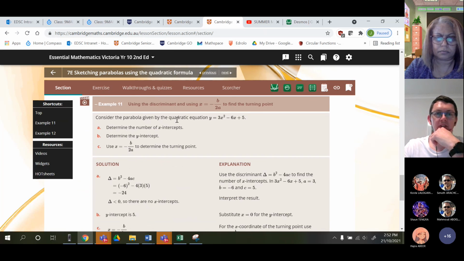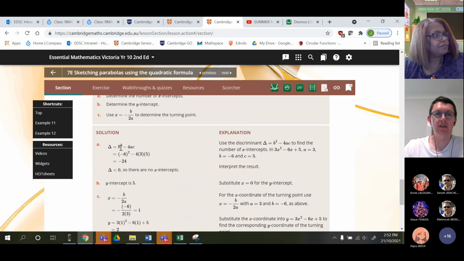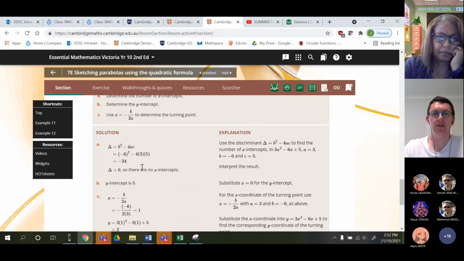Consider the parabola given by the quadratic equation. Determine the number of x-intercepts. Well, okay, to determine the number of x-intercepts, I can just test out the discriminant, because the discriminant, if it's positive, I've got 2. If it's 0, I've got 1. If the discriminant equals a negative number, I've got none. So we just put it into this formula. It says negative 24. Because it's negative, there are no solutions. There's no x-intercepts. There's no solutions.